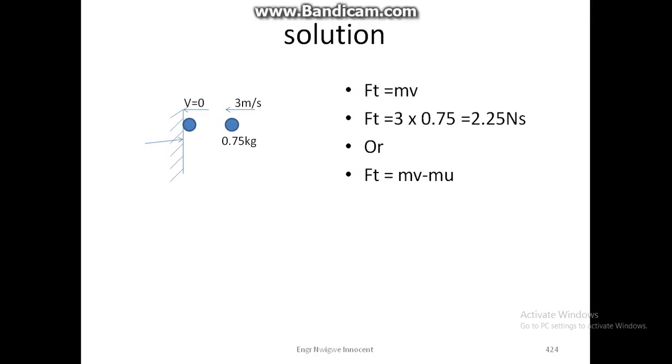Ft is equal to mv minus mu. Since the body is stopped in the opposite direction to the wall, the velocity becomes negative, so minus 3 times 0.75, which gives us plus 2.25 Newton seconds.